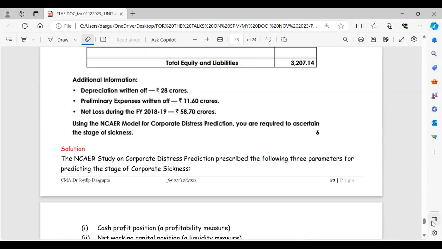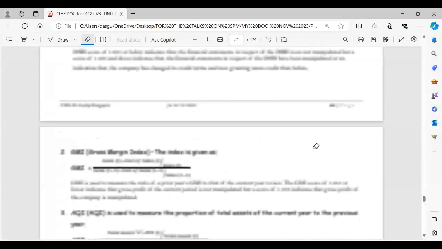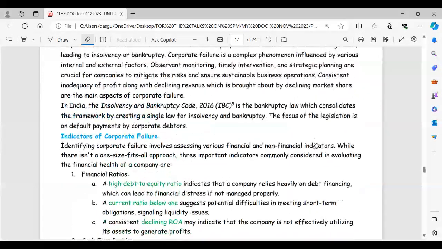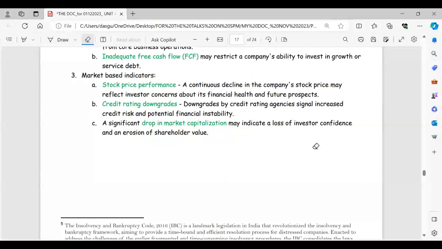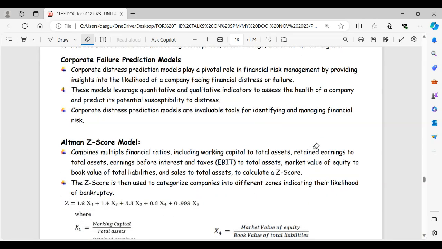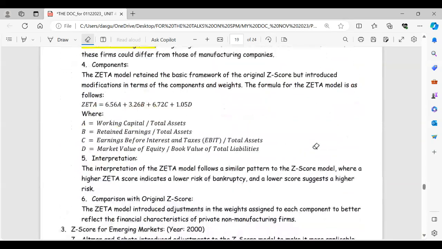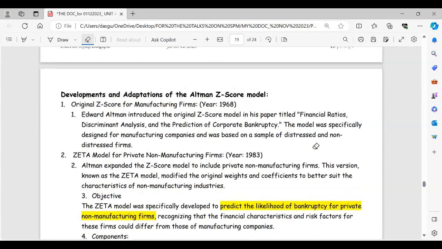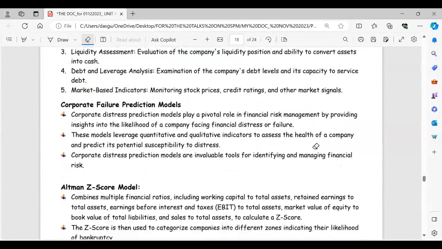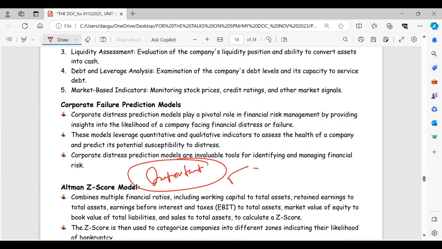I'll just say a little bit about the last issues which I have covered, and that is corporate failures, corporate distress analysis. Corporate failure is a situation where you are gone, and there are various models of corporate distress analysis, failure prediction models, where we mainly talk about the Altman model. In the Altman Z model, it is very important to consider this, because questions are regularly coming on the Altman model.